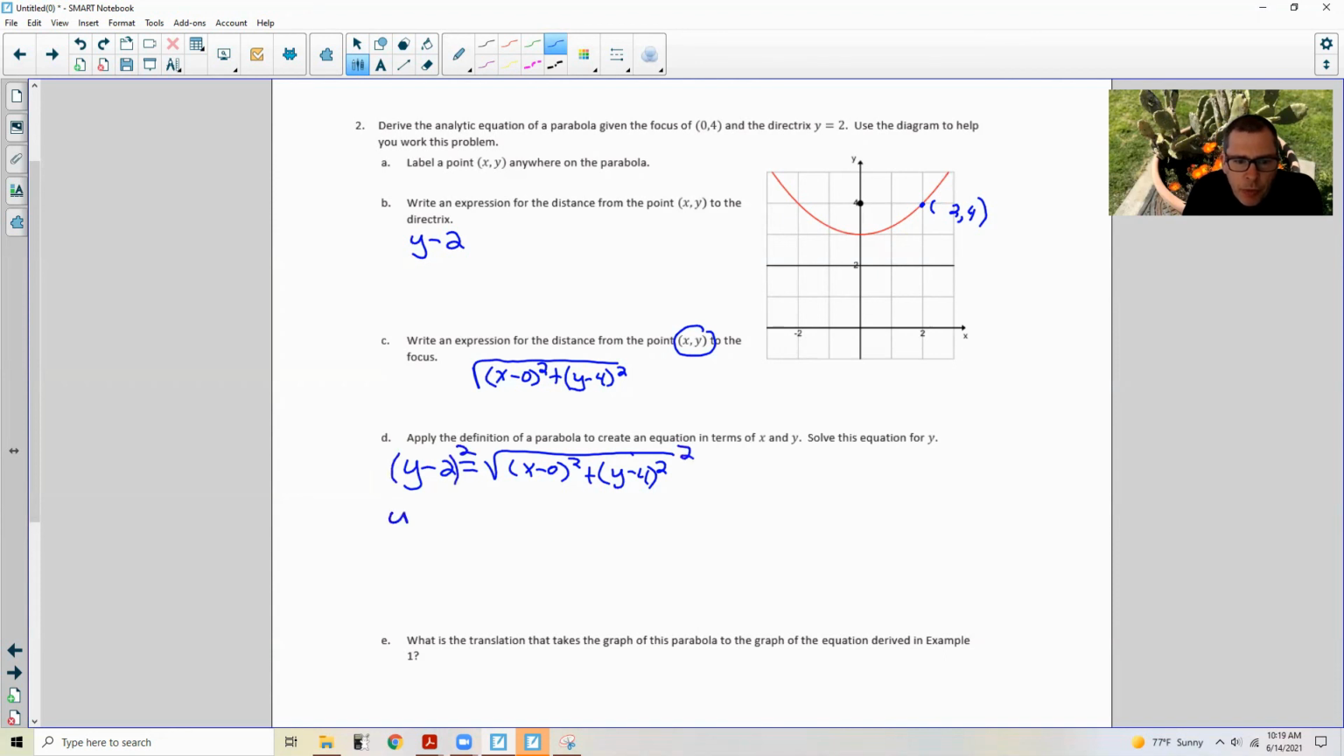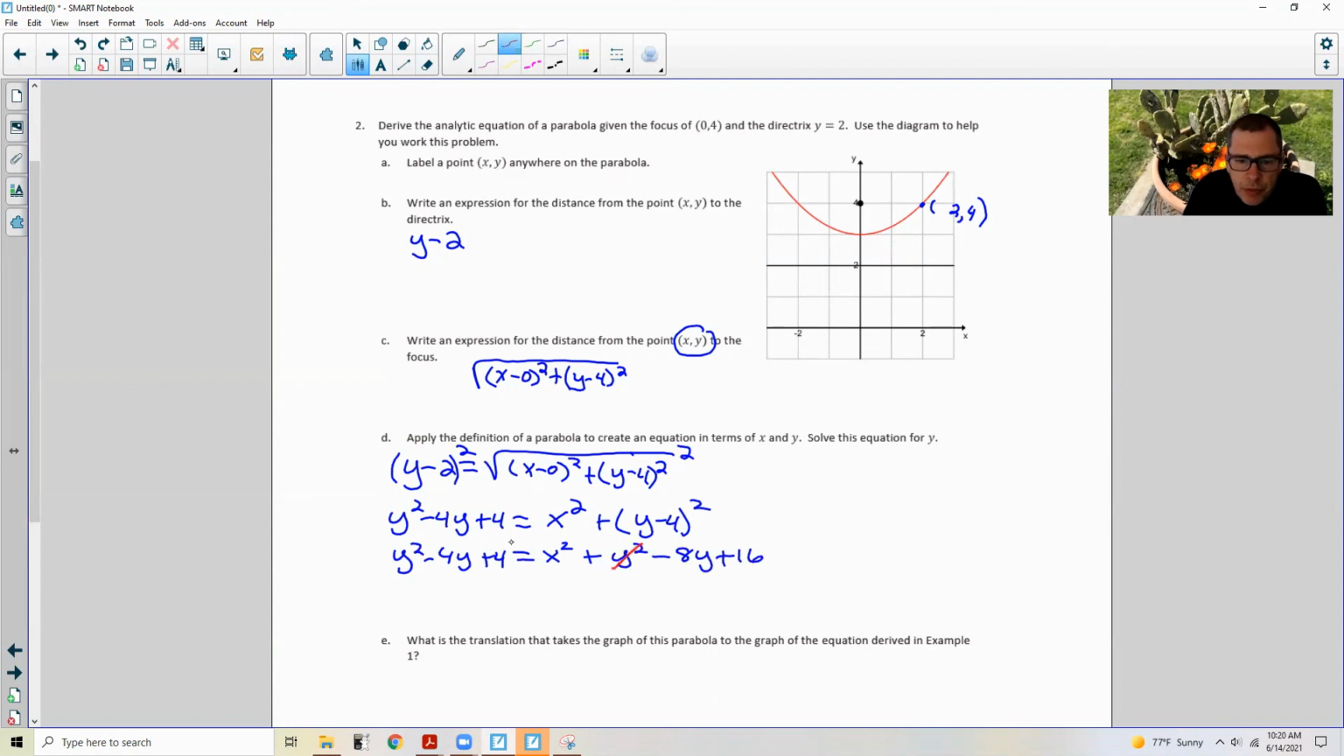In doing that, I'm going to get y squared minus 4y plus 4 on the left when I square that. And over here, let's get rid of that minus 0 at this point, I'm just going to get x squared plus y minus 4 squared. So to simplify that, we get y squared minus 4y plus 4 equals x squared plus, and when I square this, I'm going to get y squared minus 8y plus 16.